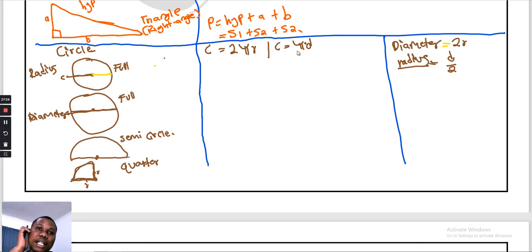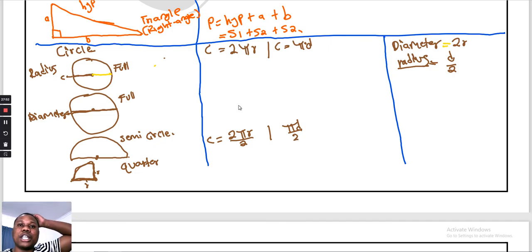I will also do the example, okay? So let me show you how to calculate again the circumference of this one. You can say the circumference of a half, of a semicircle, is going to be 2 pi r divided by 2, or pi d divided by 2. If you don't want to divide it by 2, you can multiply it by half, 1 over 2. And how can we calculate the circumference of a quarter circle?